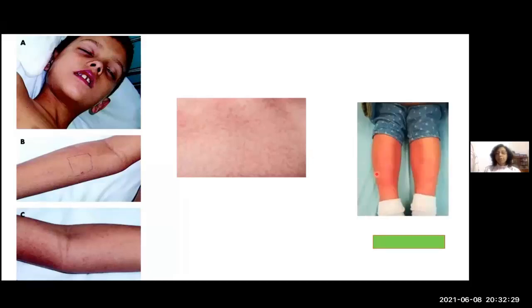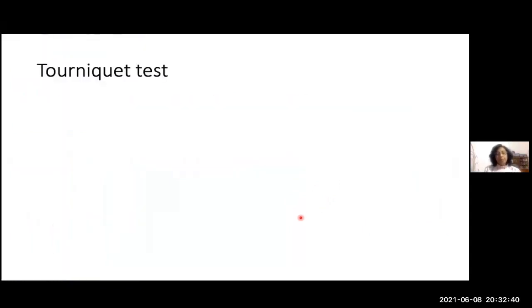So here I'm showing you the convalescent rash of dengue fever, which we call white islands in a red sea. Right? So you must have seen this. So the important things. Now, okay, so I will just tell you about this tourniquet test.